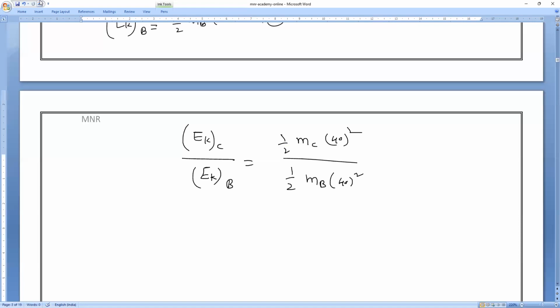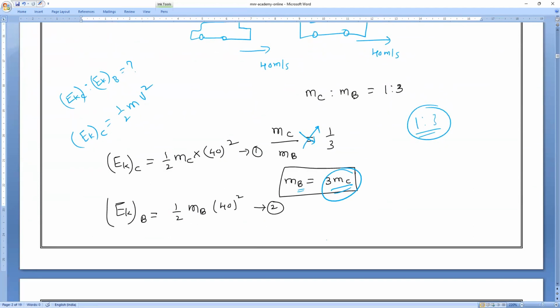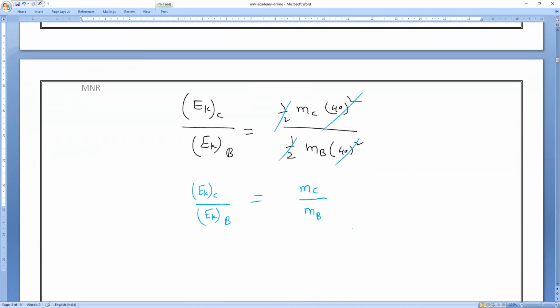So what else, everybody? 40 square cancels, half and half will get cancelled. Now, kinetic energy of a car divided by kinetic energy of a bus is equal to mass of a car divided by mass of a bus. Just now I taught you, mass of a bus, cross multiplication you do, will get it. 3 times of what?